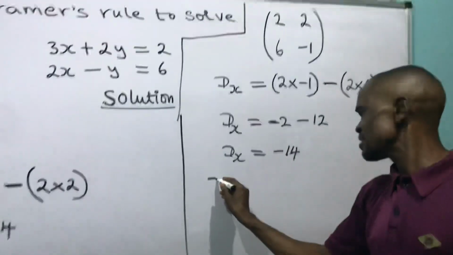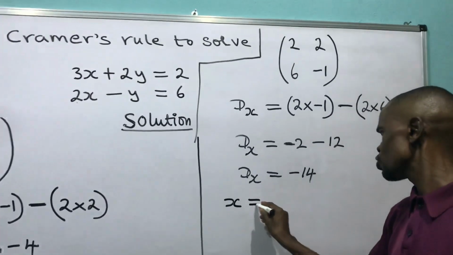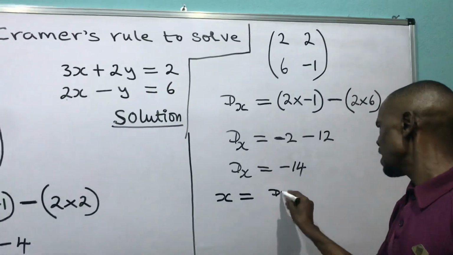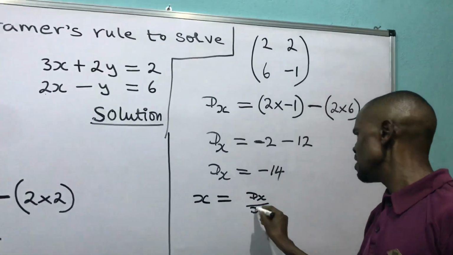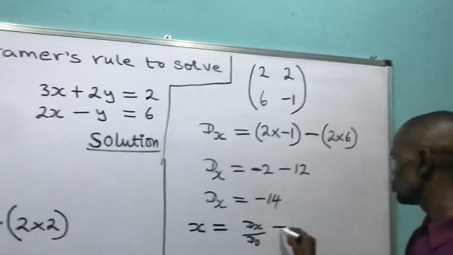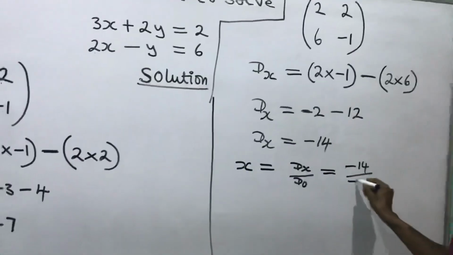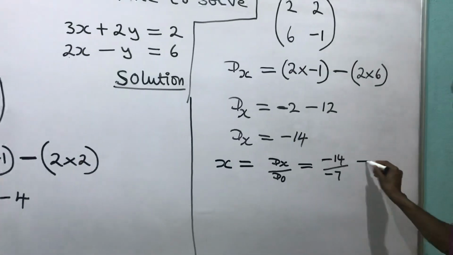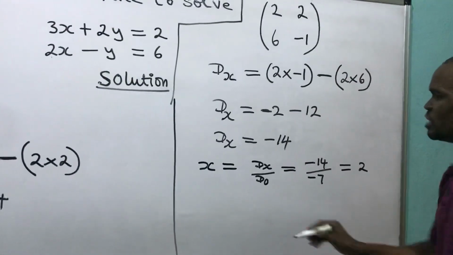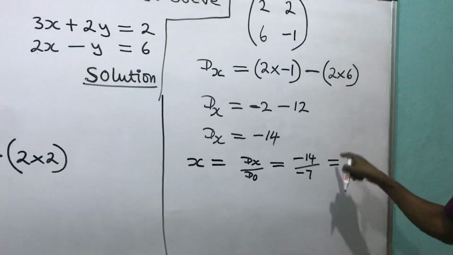Then to get my x, I said x is equal to Dx divided by D0. I will have Dx, which is minus 14, divided by D0, which is minus 7. And my answer for x will be 2. That's my x. The value of x in this equation is 2.